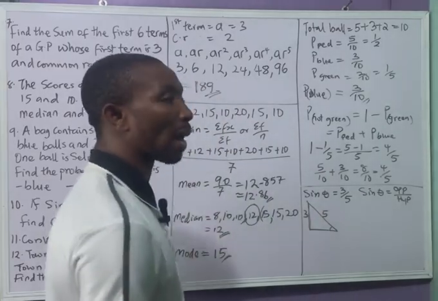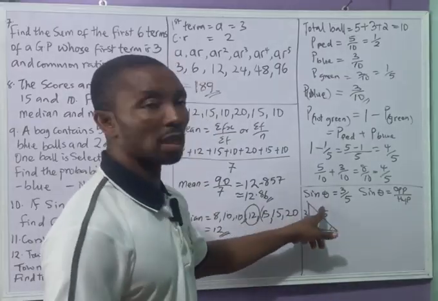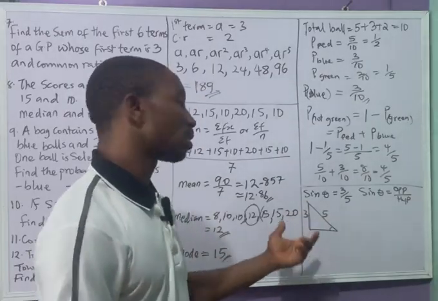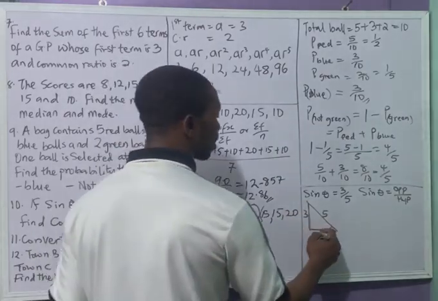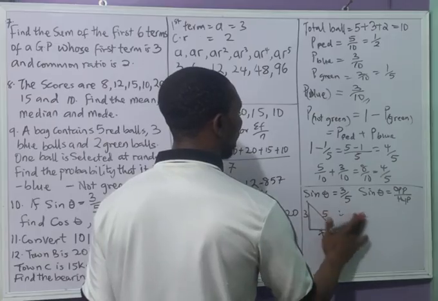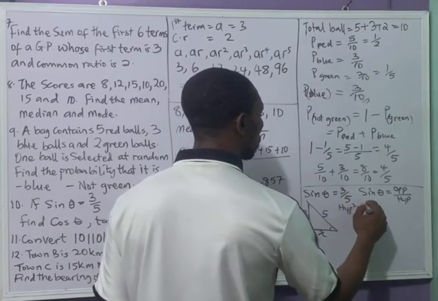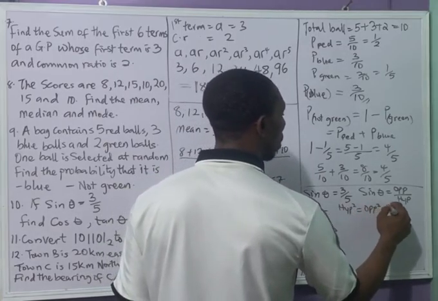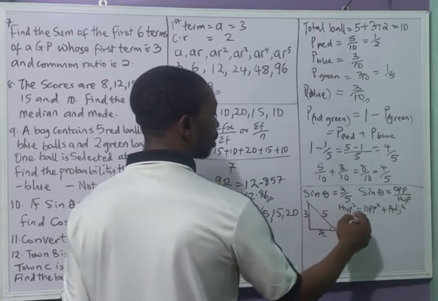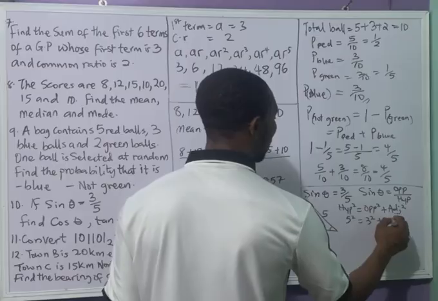So now we need to apply Pythagoras theorem, which says that the square of the hypotenuse is equal to the sum of the squares of the other two sides. So let's call this x. Let's state our Pythagoras theorem: hypotenuse squared equals opposite squared plus adjacent squared. Now our hypotenuse is 5, so 5 squared equals 3 squared plus x squared.